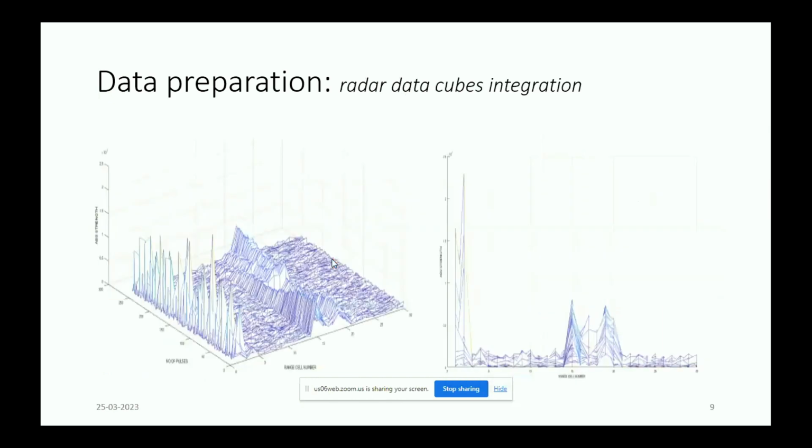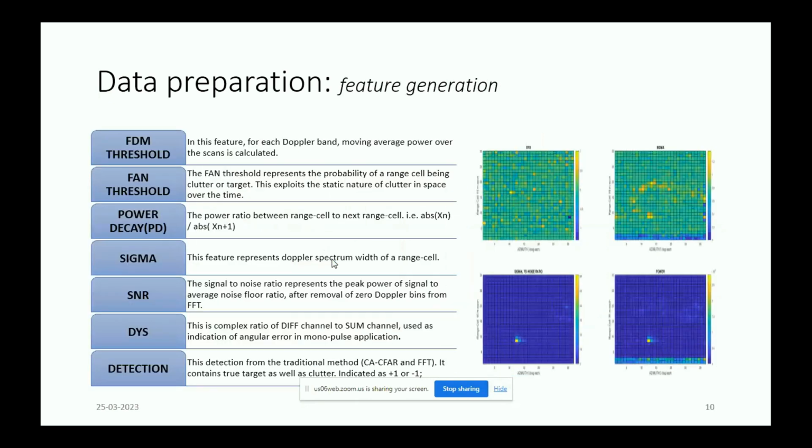This is a very typical view of one scan where we have created our radar data cube. And these are the features which we have created and which helped us in discriminating the clutter from the target in a better way. So the first feature is the FDM threshold.